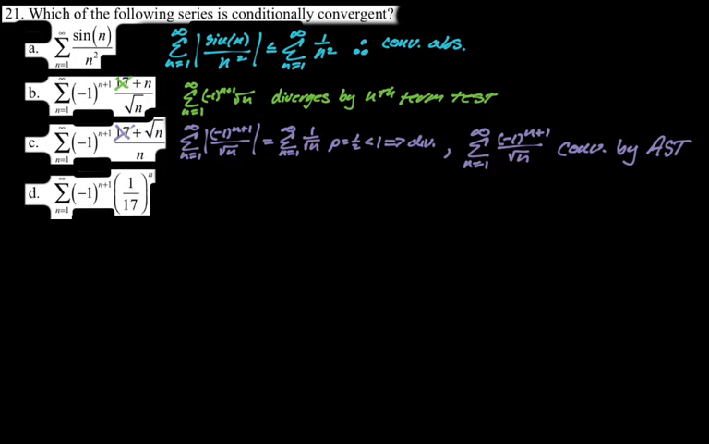So it converges by the alternating series test, converges when it alternates, diverges when you take the absolute value. That by definition is conditionally convergent. So that is our answer.